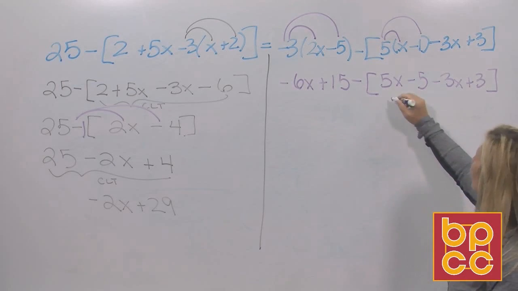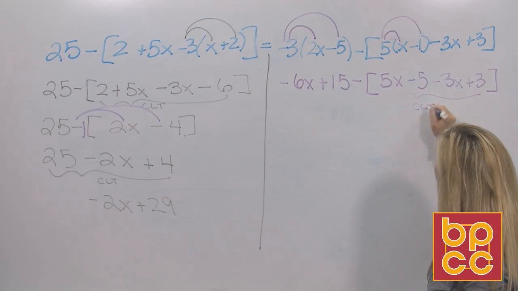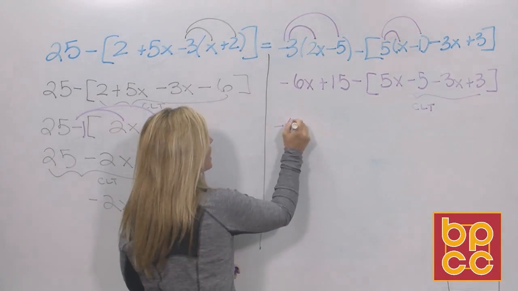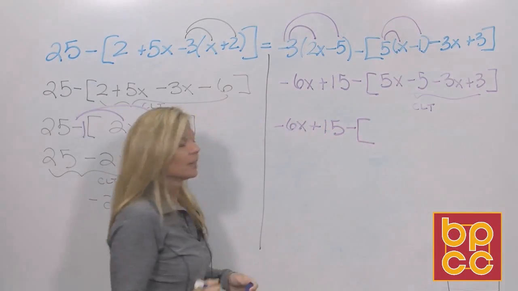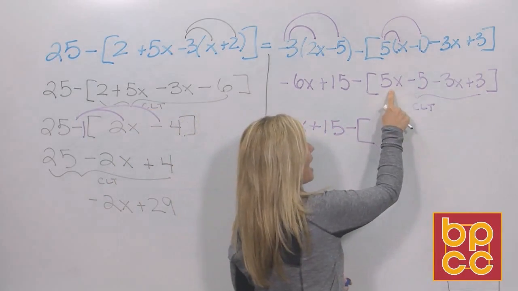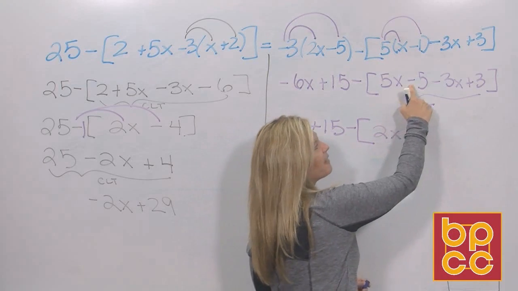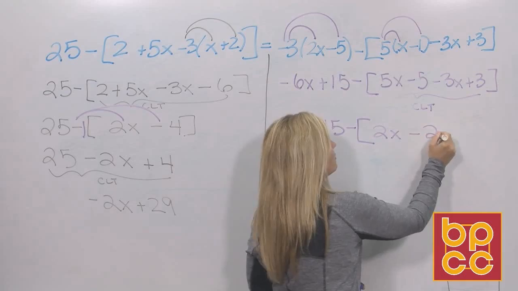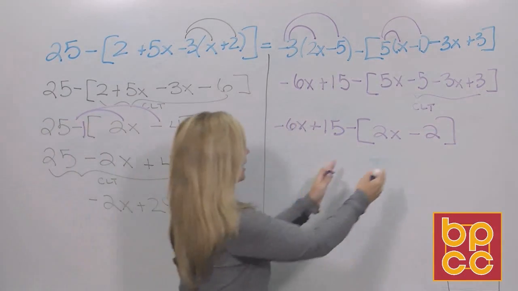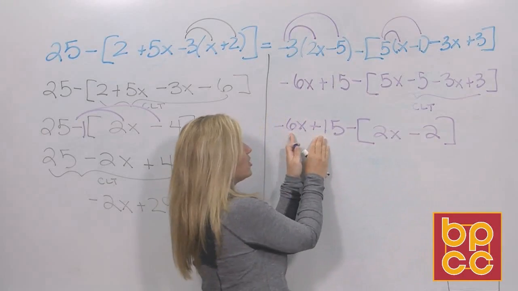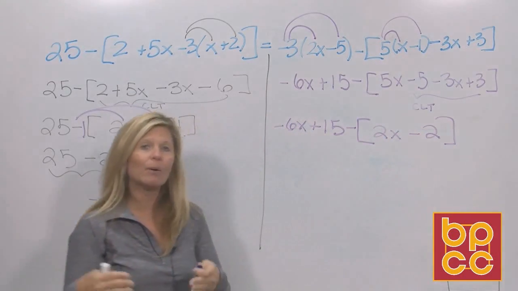Well, inside here, because they're all in that bracket, we can put together what's alike. So I'm going to leave the negative 6x plus 15 and the minus and the bracket. Let's put together what's alike here. 5x minus 3x is 2x. Negative 5 plus 3 is negative 2. Now, the problem is we have a bracket. We can't put these terms with these terms because they're inside a symbol and they're not. So now it's time to get rid of the bracket.